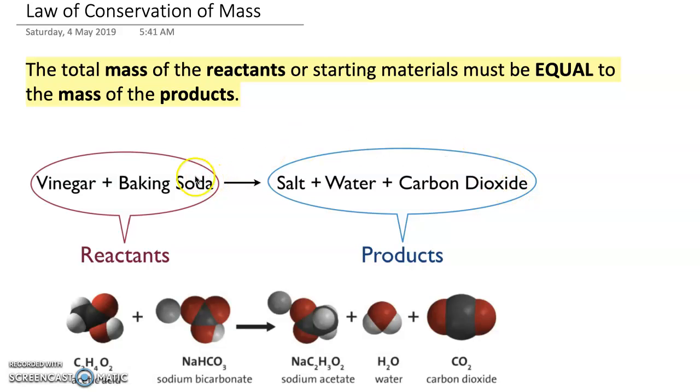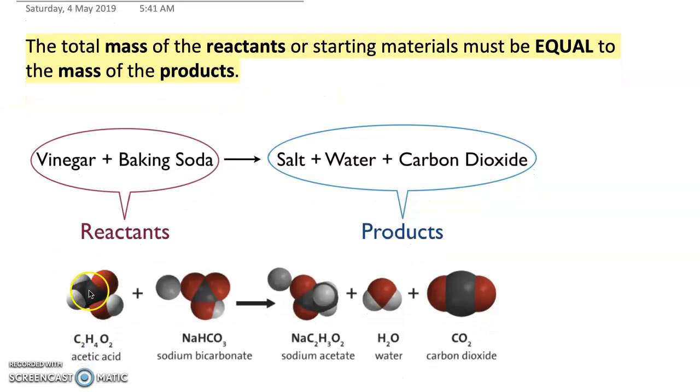But the law of conservation of mass, where it talks about the total mass of the reactants or starting materials must equal the mass of the products, what we're looking at here is the actual atoms that make up the molecules. Things don't just disappear in a chemical reaction.